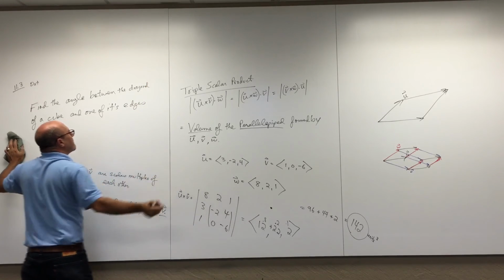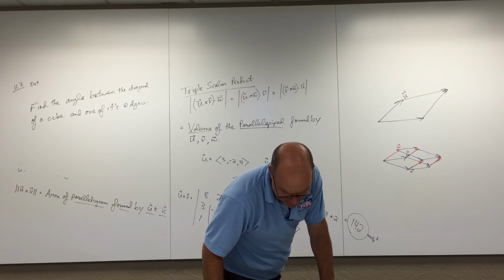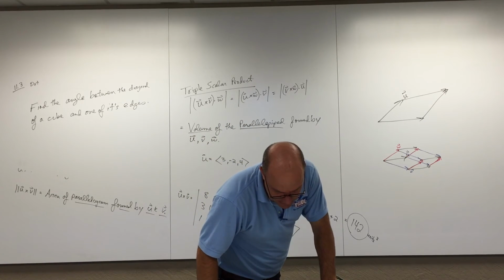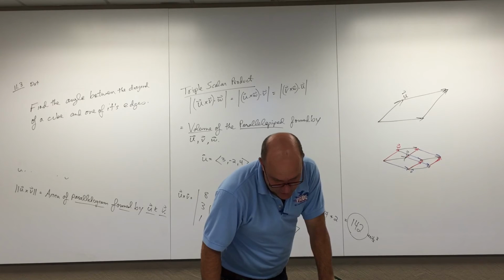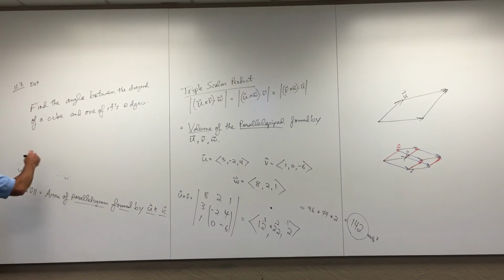Diagonal. So that's a good question. I found this in 11.3. It happens to be number 57. I assigned it. It's a good little problem. Find the angle between the cube's diagonal and one of its edges. Okay, cool.